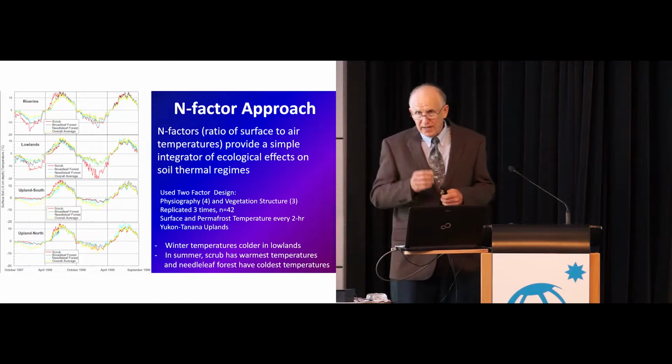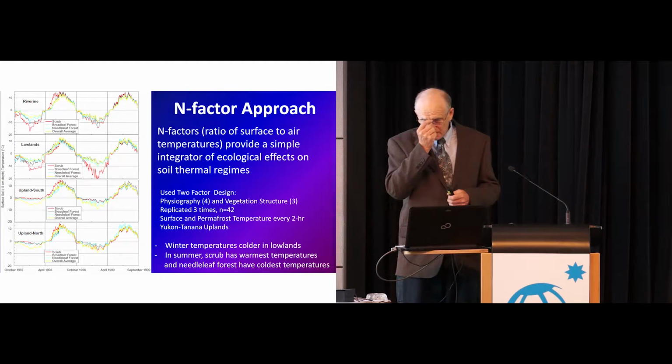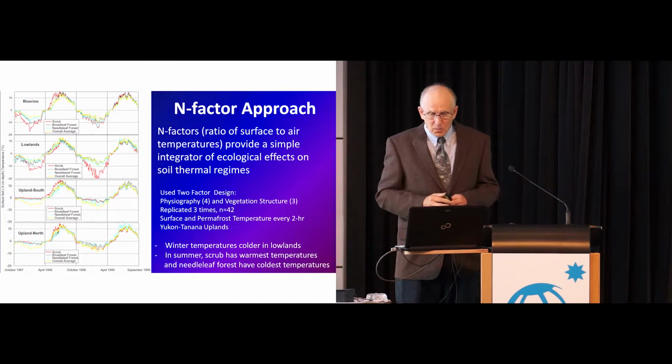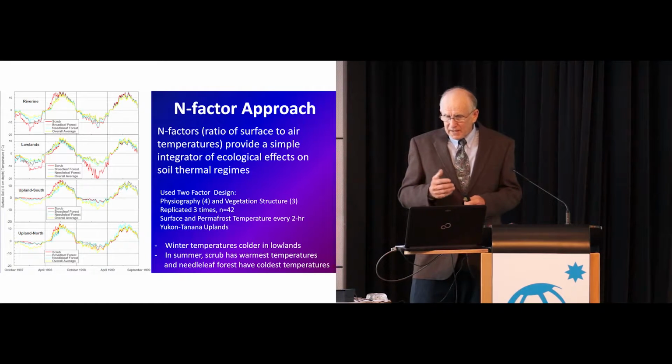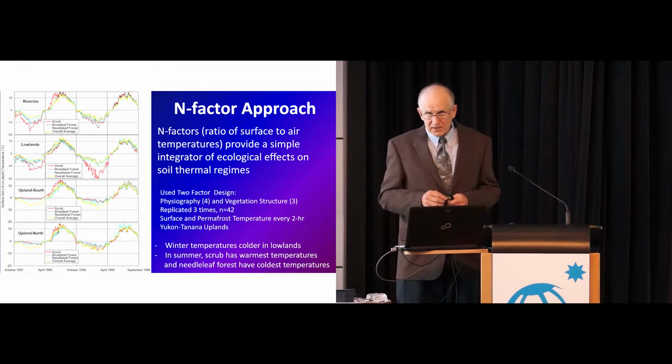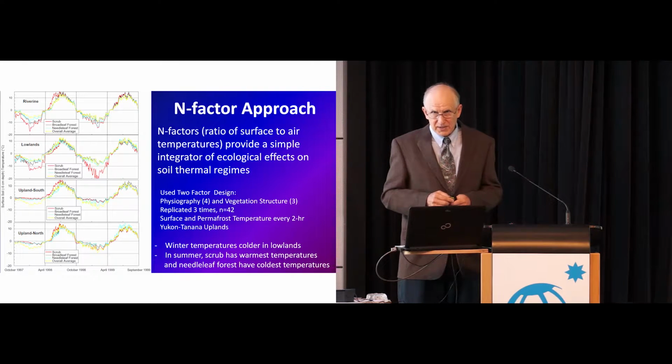We also used the N factor approach. It's been quite a wormhole, and we went down that wormhole for a while, where we measured soil temperatures both at the soil surface and near the top of the permafrost. In this example, we tried to isolate the effects of topography and vegetation and used a nested design where we had four landscapes: riverine, lowland, upland south facing, and upland north facing.